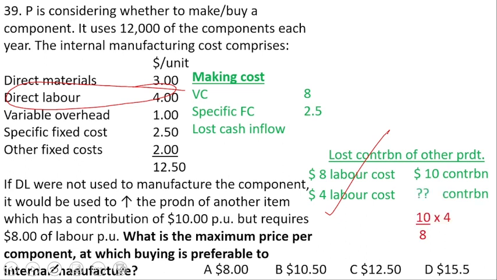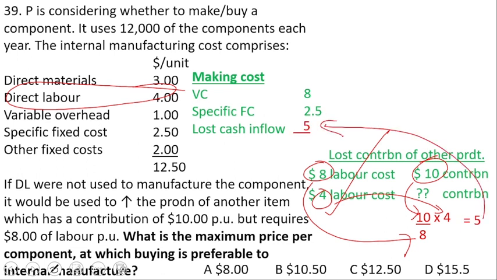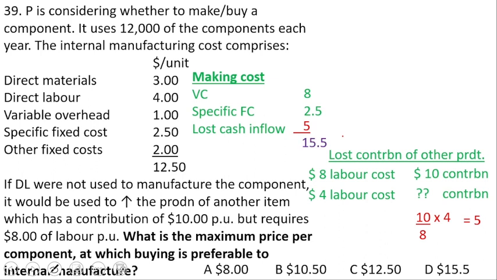So the answer is 10 divided by 8 into 4. So the contribution lost of the other product is 5. So we include that in our basic format. Finally, the making cost is 8 plus 2.5 plus 5, or $15.5.